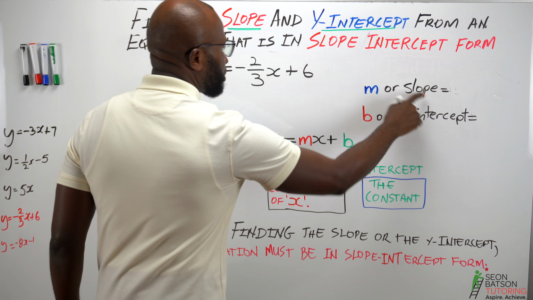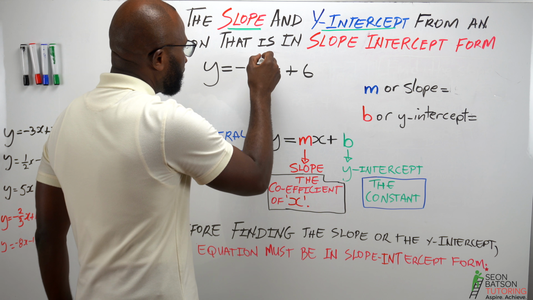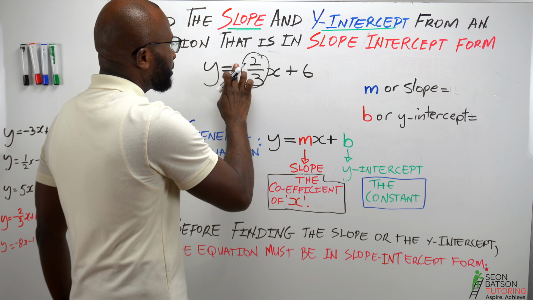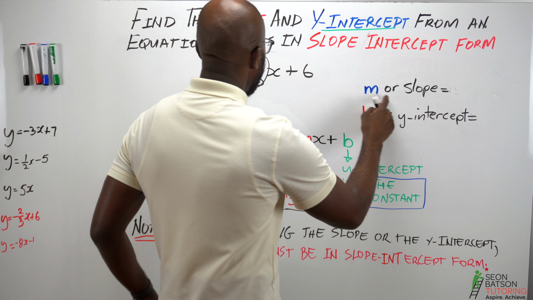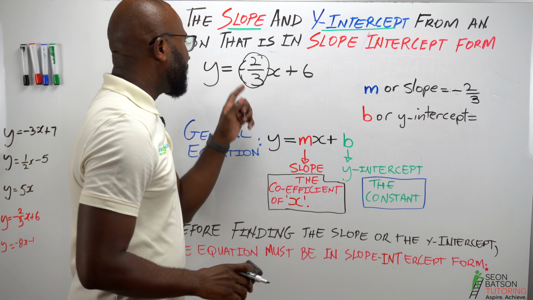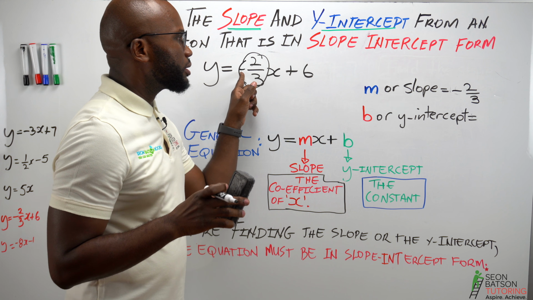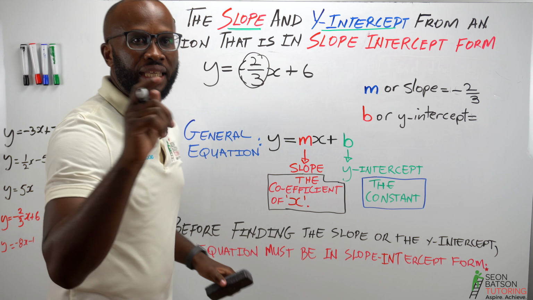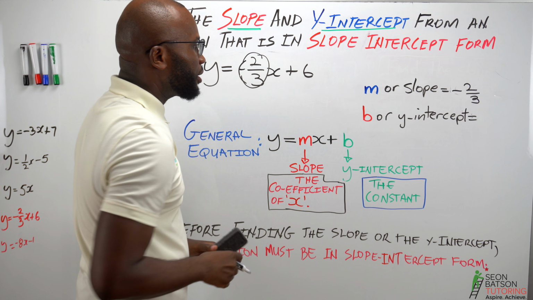First, we're going to find m, or the slope. And we said our slope will be the coefficient of the x. In this example, the coefficient of x is -2/3. Yes? So our m, or slope, will be -2/3. Now note, you cannot ignore that negative sign that's in front of the 2/3. You have to include it as part of the slope. Now, give yourself a pat on the shoulder if your slope is -2/3. Very good, good job.